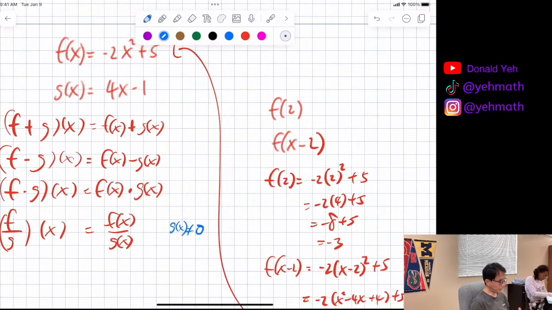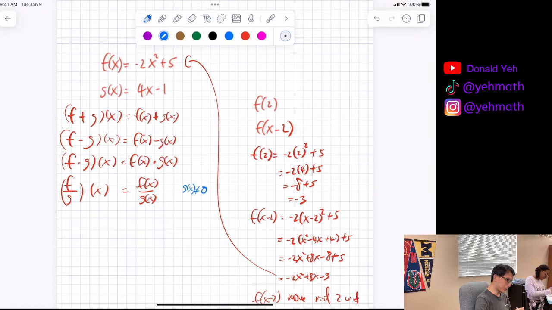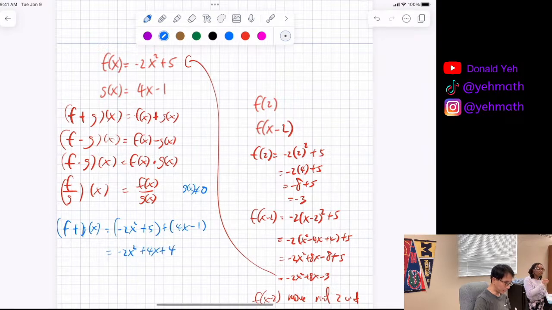Okay, so they are for operation. They are very intuitive. In this case, just add those equations together. So if I have f plus g of x, that means -2x squared plus 5, and then plus 4x minus 1. They are very intuitive, so plus 4x and the plus 4. Is that okay? This is very, very easy.